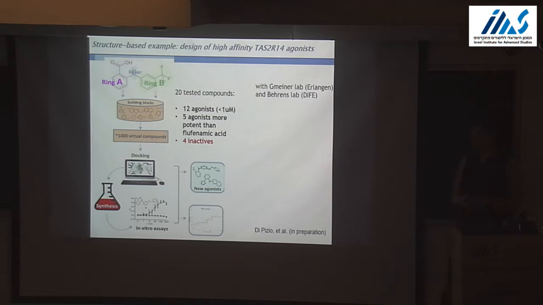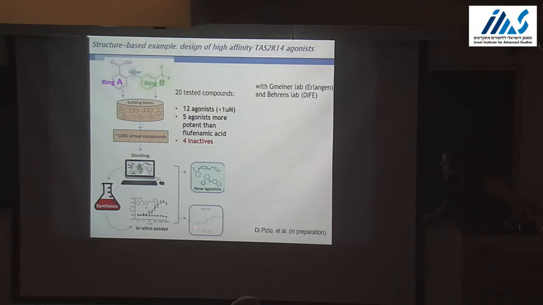And that was a little annoying because we screened, so only those molecules that fit really well into the binding pocket that we had at that time were synthesized. And nevertheless, some of them were inactive. So we thought, okay, now we have the opportunity to optimize even further our binding site, and that's what we did.